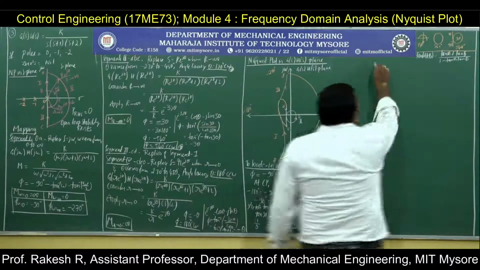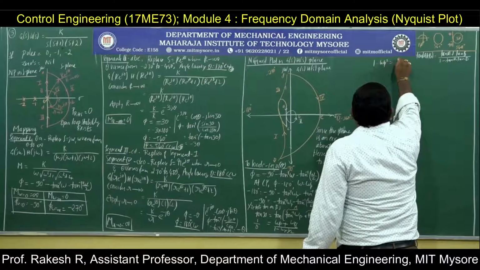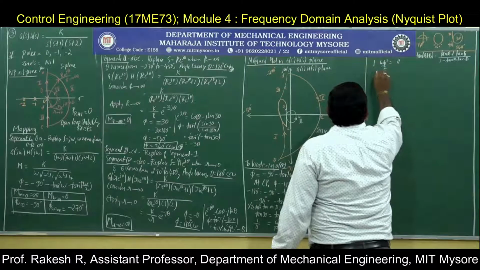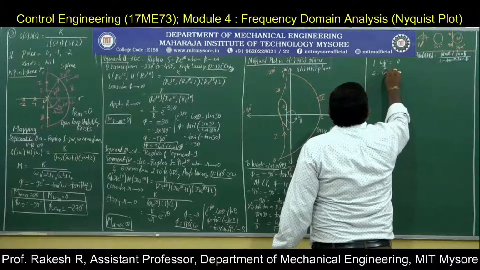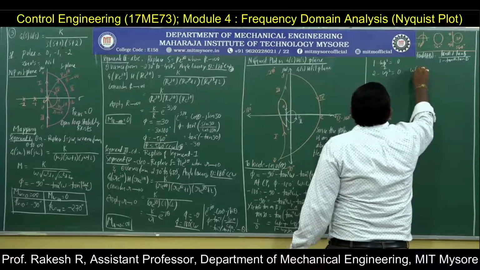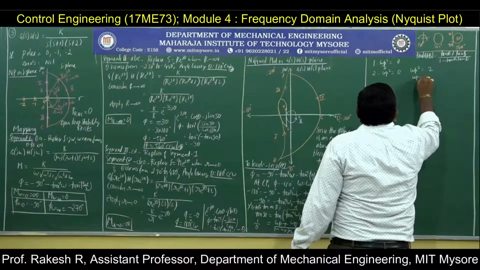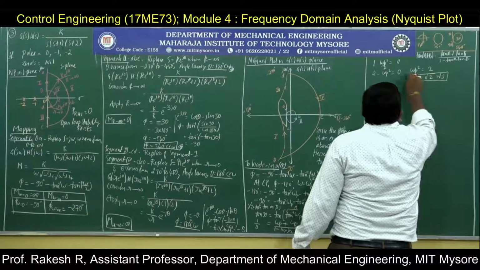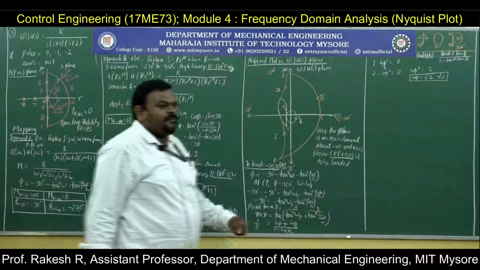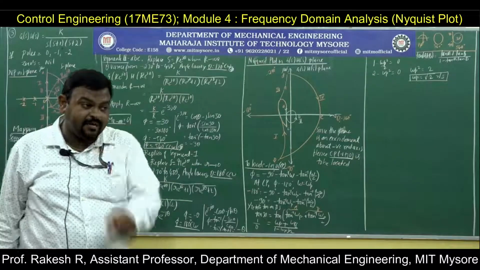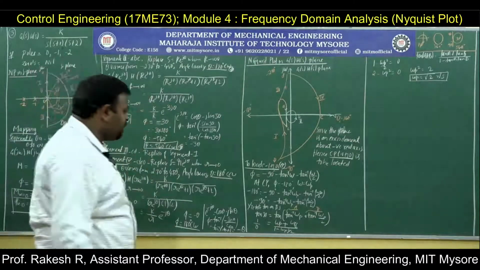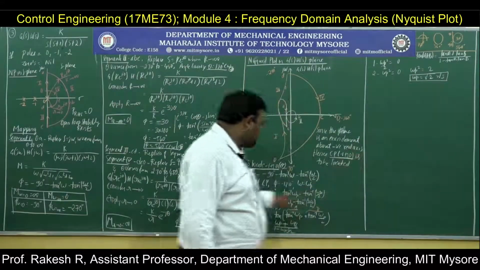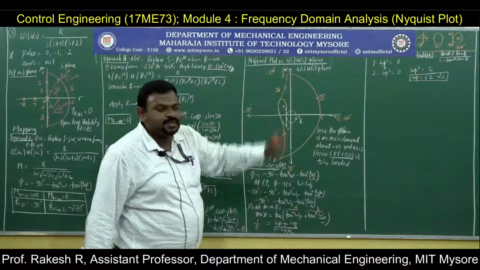So 1 minus omega p square by 2 equal to 0. If I multiply through, I get 2 minus omega p square equal to 0, so omega p square is equal to 2. Omega p is equal to square root of 2 radian per second. This is the phase crossover frequency we have got at the critical point. In your calculator you can use the solve function, enter this equation, and you will directly get this result.